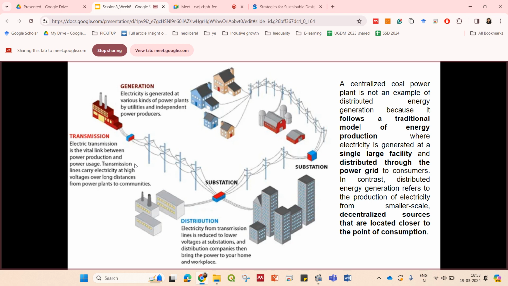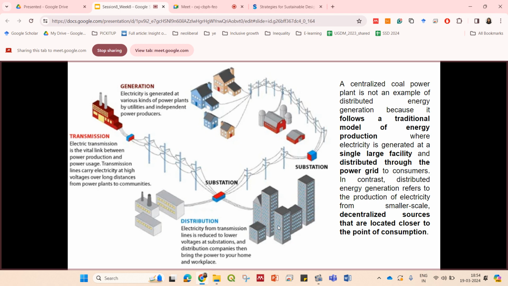And these transmission lines carry high voltages of electricity over long distances from the generation plant to where the electricity is needed. And through the transmission systems, it then reaches a substation from where it is distributed to the end user. So it can be an industry, or it can be for individual or residential or commercial uses. So this is basically how the power or energy distribution system works.